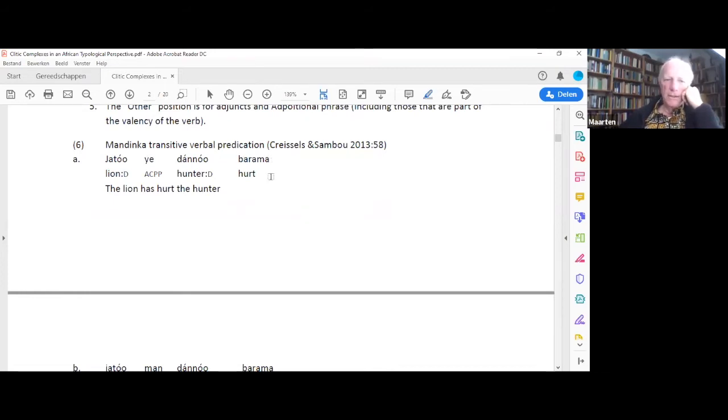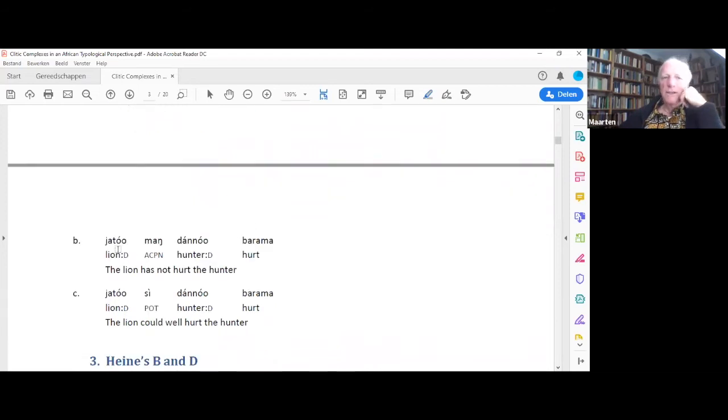So the lion has heard the hunter. But that can be used for all sorts of clauses, not only for this past tense, but also for a negative one with another predicative marker, it's not heard the hunter, and also for the potential marker. For all of those, the object occurs in the verb place.